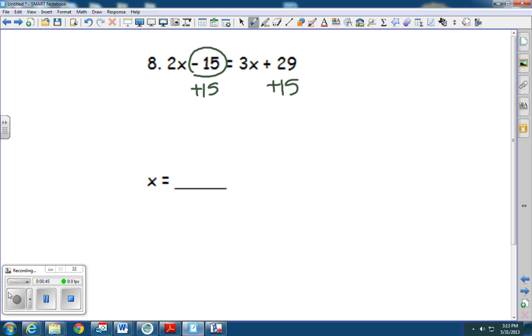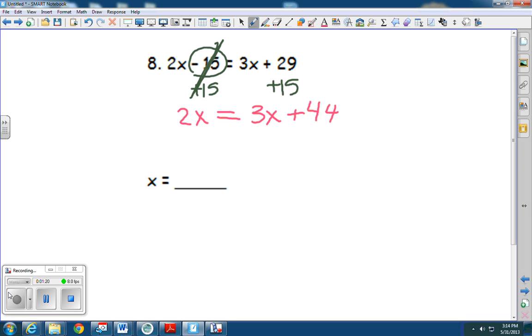Whatever you do to one side, you have to do to the other side. So I'm going to add 15 in order to get rid of that. But if I add 15 to the left, I have to add 15 to the right. So now let's see what we have. On the left, all that we have is 2x, because the negative 15 is gone. Equals 3x. Now I have to combine like terms. 29 plus 15. It looks like that's going to be 44.